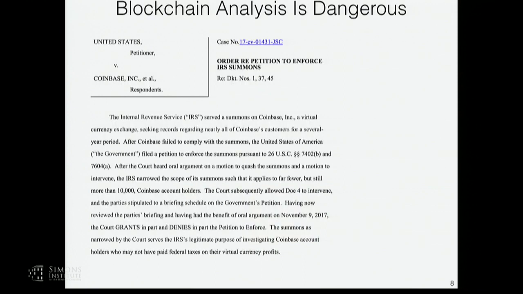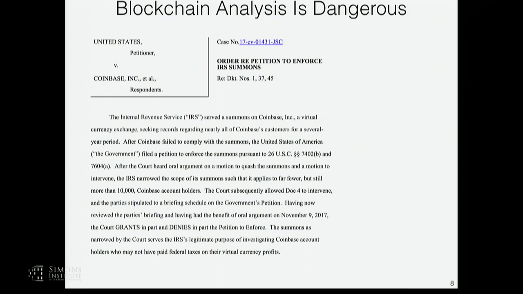Yeah, but blockchain analysis is also dangerous. So here's, for example, the first page of a court case. This was actually 2 years ago, where the IRS sent a subpoena to Coinbase. Coinbase is the largest cryptocurrency exchange in the United States. It has over 20 million customers. And the IRS asked Coinbase to reveal the identities and the corresponding cryptographic keys for all of Coinbase's customers, okay? Why? Because the IRS had this antiquated opinion that everybody that's using cryptocurrencies is also involved in illicit activities.